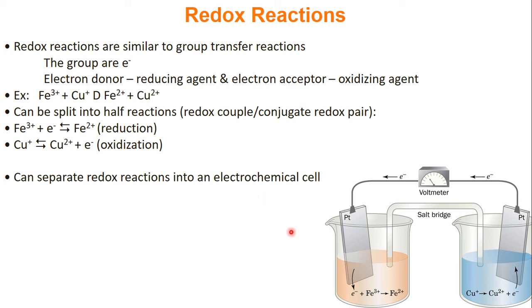By separating redox reactions, you can create an electrochemical cell or a battery. Here we have a mixture of iron and a mixture of copper. By connecting these two through a linkage, electrons will naturally flow from the copper to the iron, and you can put a device in between this linkage, and that's how you get electricity from a battery.